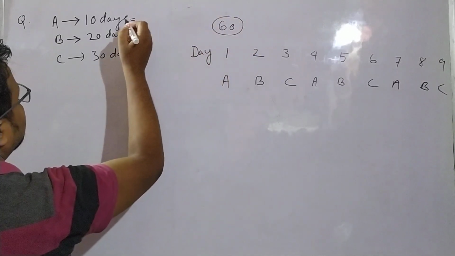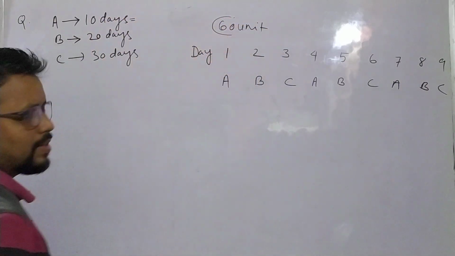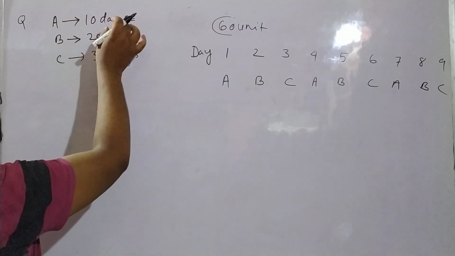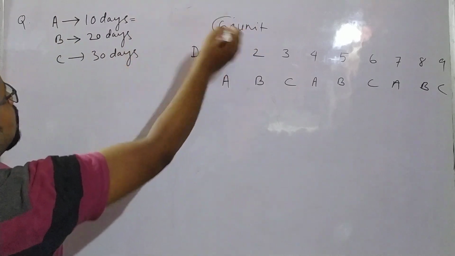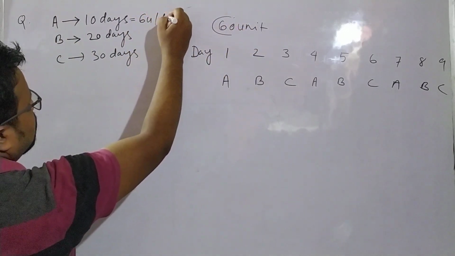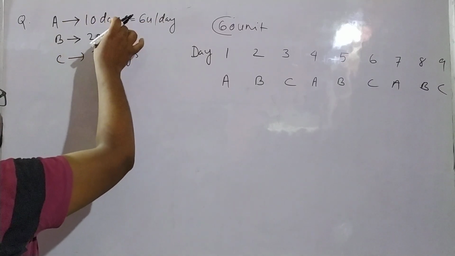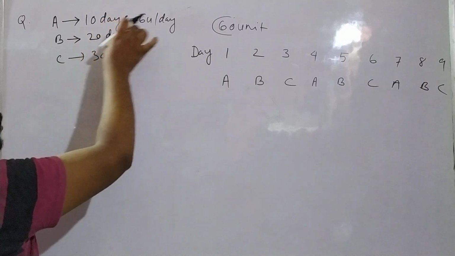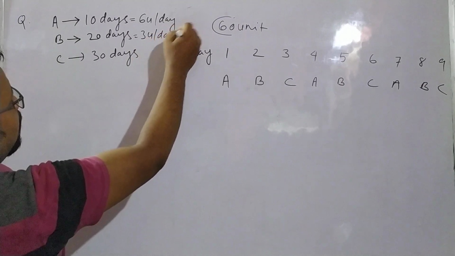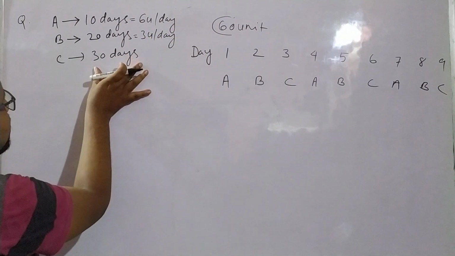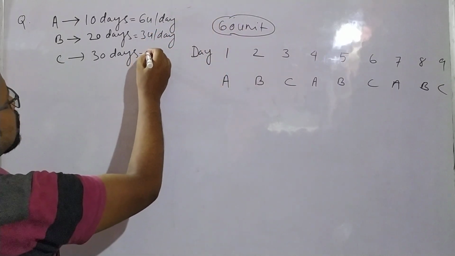So in 10 days, 60 units. A is doing 60 units in 10 days, so in one day 6 units. Okay. B, in 20 days, is doing 60 units, so in one day it is 3 units. In 30 days, C is doing 60 units, so in one day C will do 2 units.